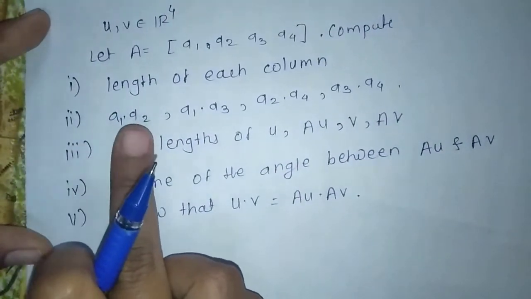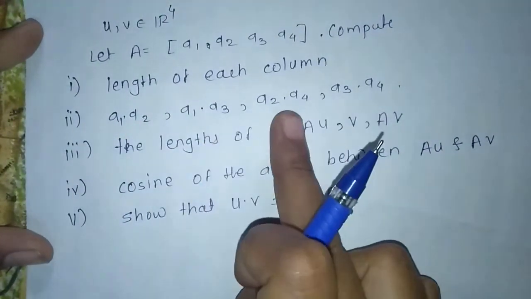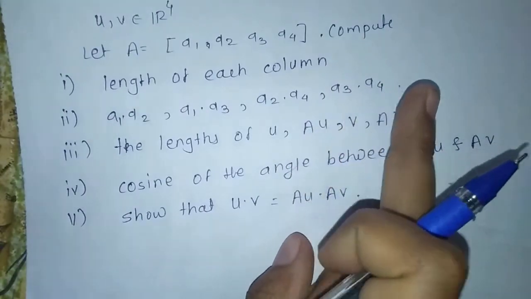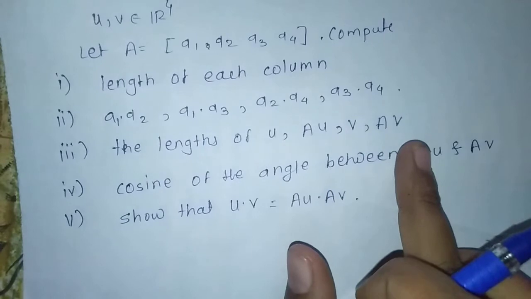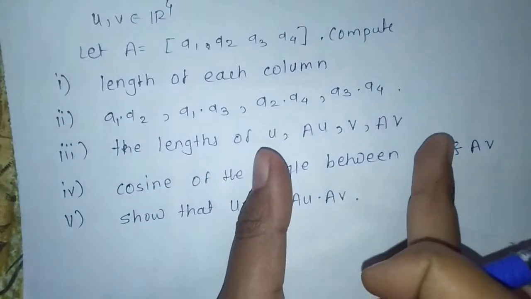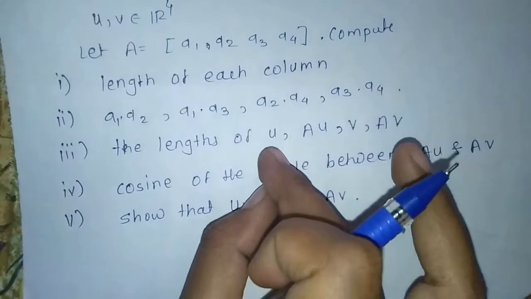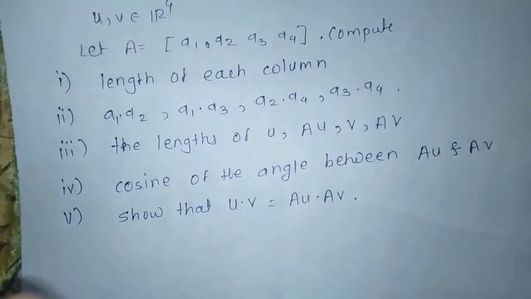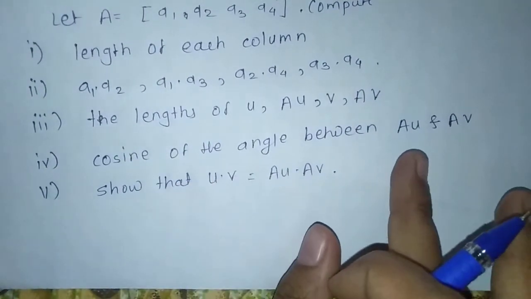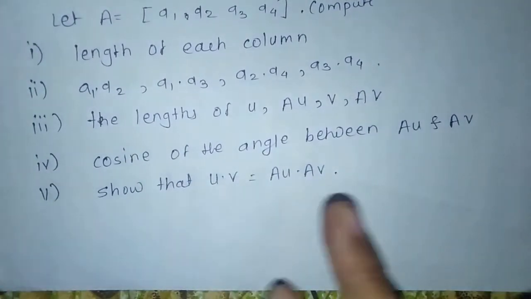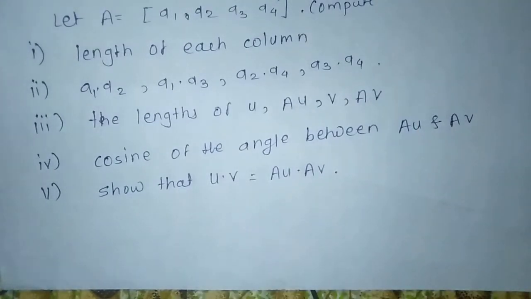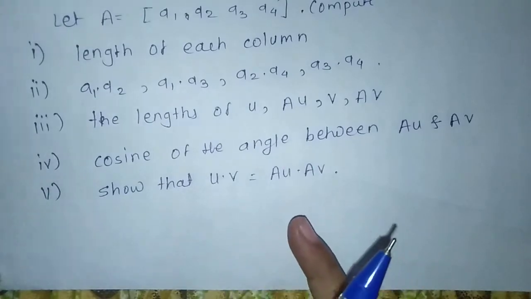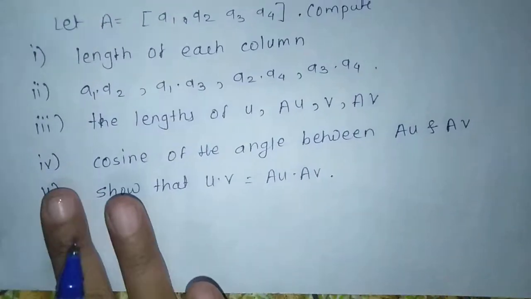Next compute A1 dot A2, A1 dot A3, A2 dot A4, A3 dot A4. Next the lengths of U, AU, V, AV, meaning compute the norm of U, AU, V, AV. Next the cosine of the angle between AU and AV. First you have to calculate AU and AV. Next show that U dot V is equal to AU dot AV.